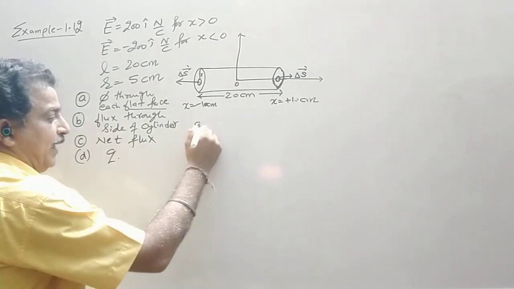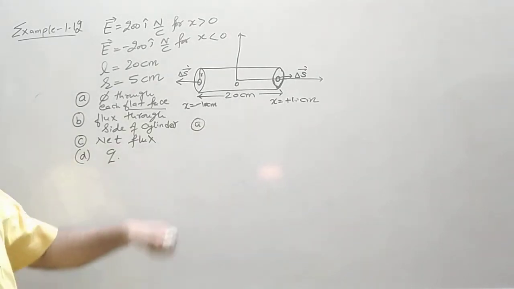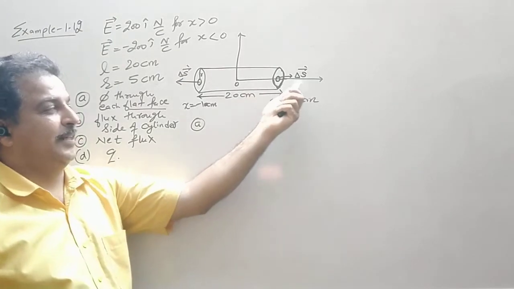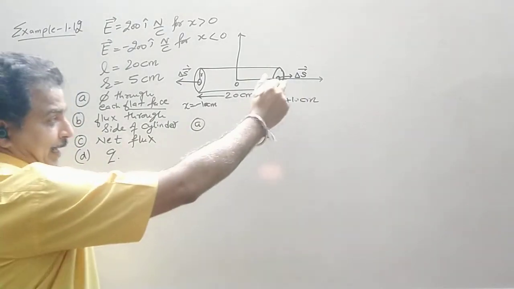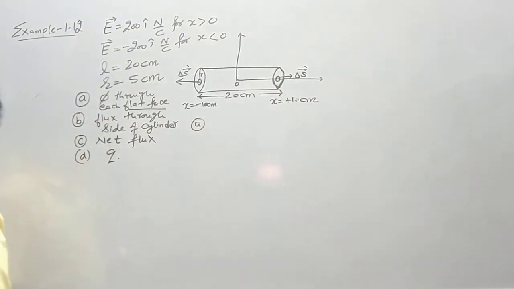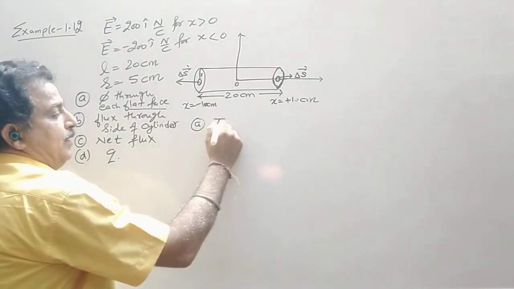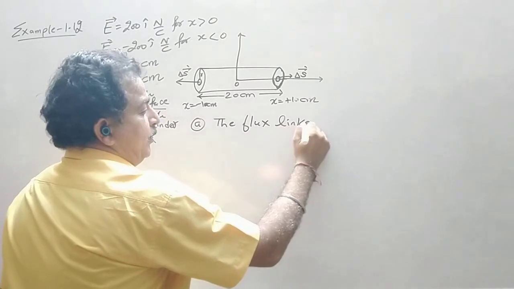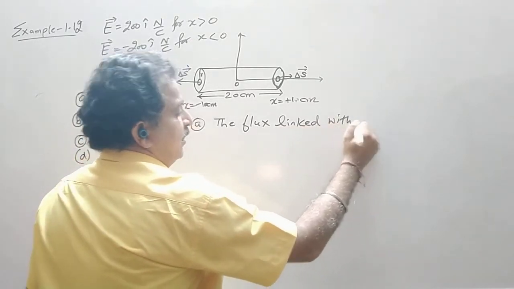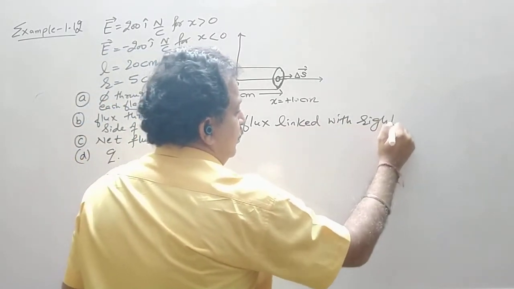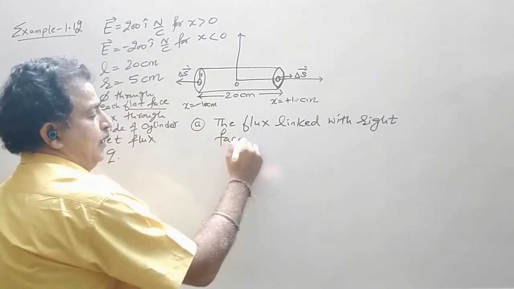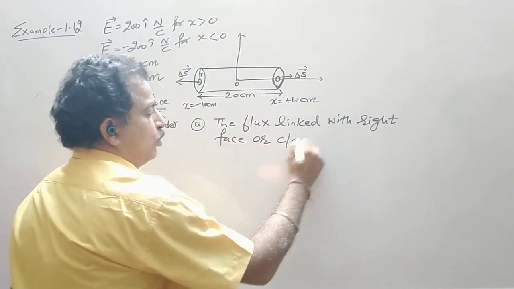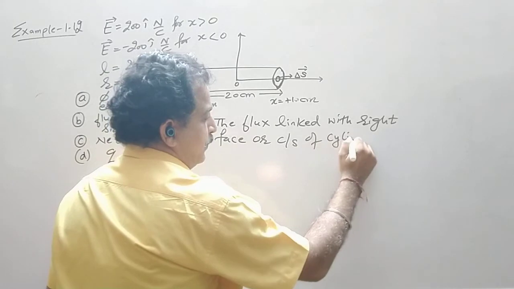So for the first part, let us denote the symbol as right and left. The flux linked with the right face of the cylinder. So the flux linked with right face or cross section of cylinder.